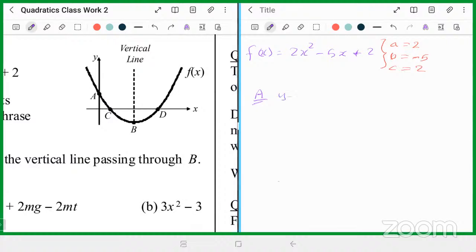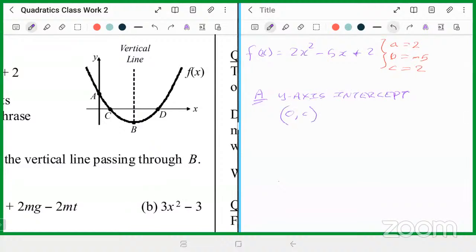Look at how the word intercept is spelled. So it's a y-axis intercept. That's the name of this point, that's what that point is called. And the coordinates of that point always carry the values (0, c). Which c? The c value from here.